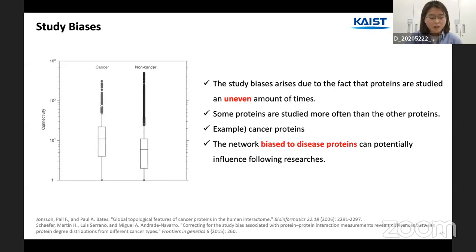And the second cause of the incompleteness of biological networks is study bias. Study bias arises because proteins are studied an uneven number of times. Some proteins which have larger biomedical relevance or attract researchers' interest are studied more often than other proteins. For example, it is well known that disease proteins, such as cancer proteins, have a significantly higher degree in the protein-protein network. So the network bias toward disease proteins can potentially influence the following research that uses this kind of biological network. So we need solutions that can handle study biases between proteins.